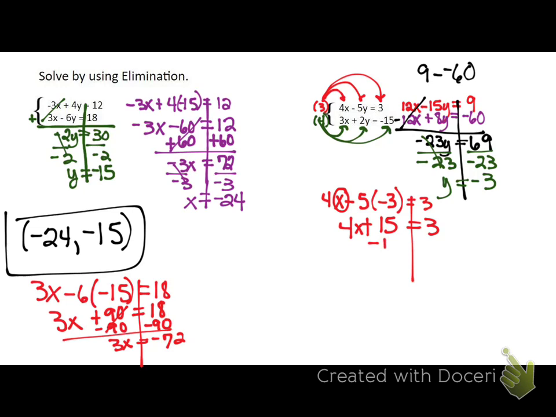What's that plus? Oh, it's negative 12. Negative 12. Divide by 4. And you get negative 3.